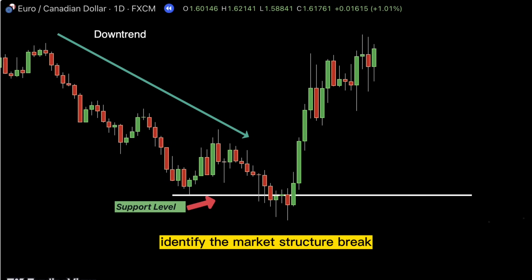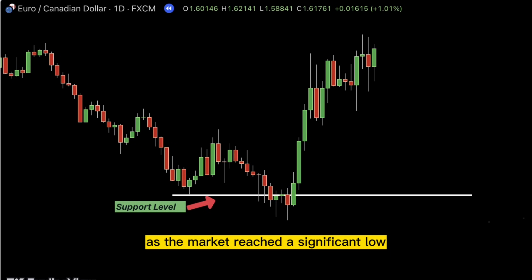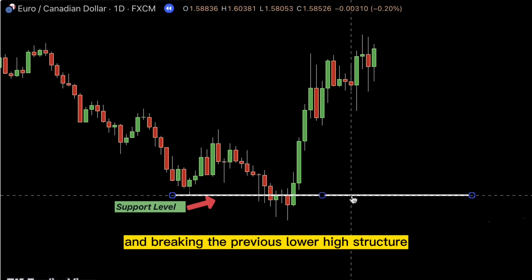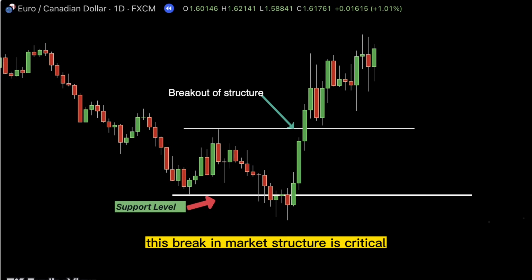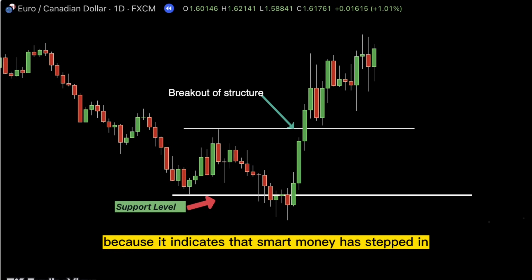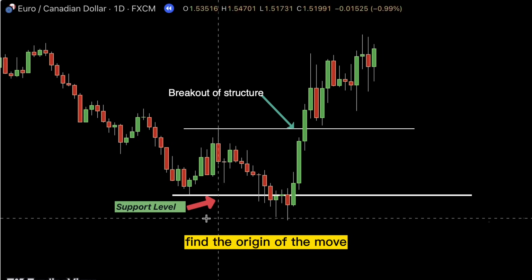Identify the market structure break. As the market reached a significant low, it reversed sharply, creating a higher high and breaking the previous lower high structure. This break in market structure is critical because it indicates that smart money has stepped in, shifting the trend from bearish to bullish.